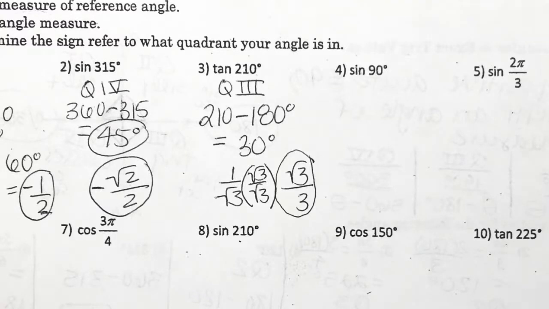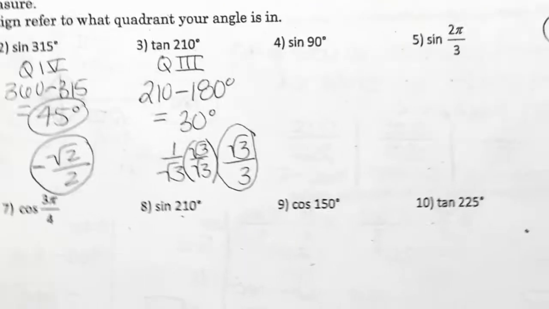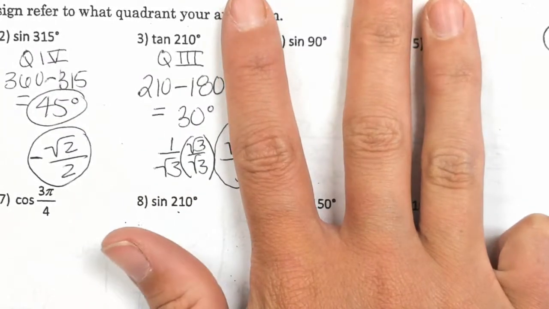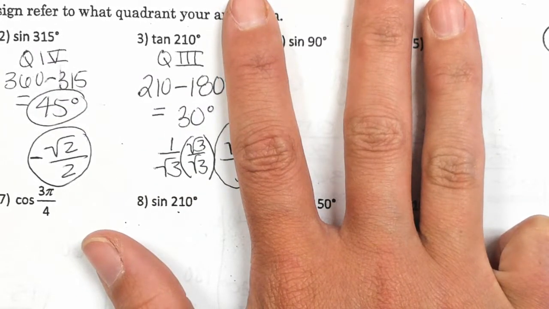Alright. Next one is sine of 90. Do we know what quadrant this is in? It's on the axis, right? It's not in quadrant 1 or quadrant 2, right? It's the top, it's the axis. So we don't know what quadrant it's in yet. But let's go ahead and find sine of 90. Which finger is that? Pinky. So I have square root of 4, which is over 2, which is 1.